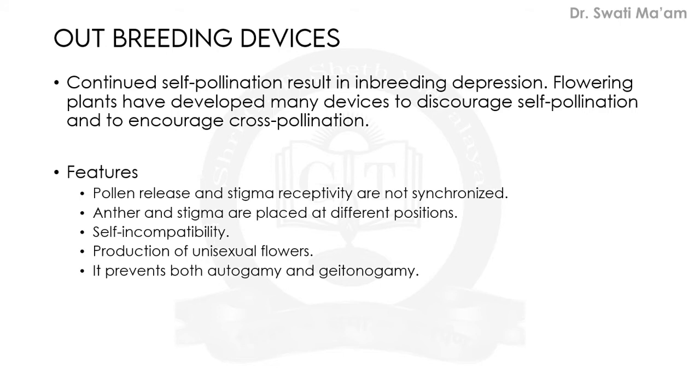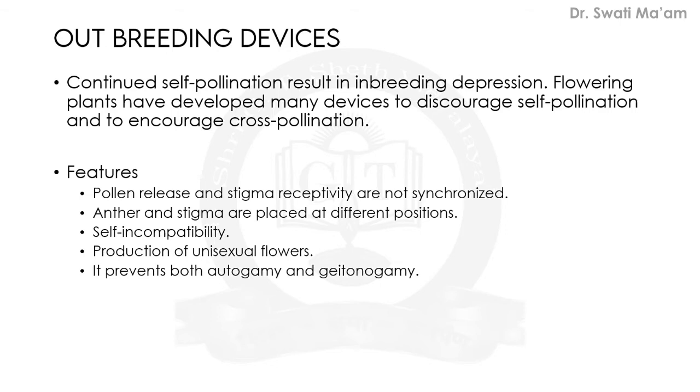What are the requirements? The majority of flowering plants produce hermaphrodite flowers, meaning the pistil and stamen are found in the same flower, and pollen is likely to come in contact with the stigma of the same flower. But continued self-pollination can result in inbreeding depression. So flowering plants have developed many devices to discourage self-pollination and to encourage cross-pollination.